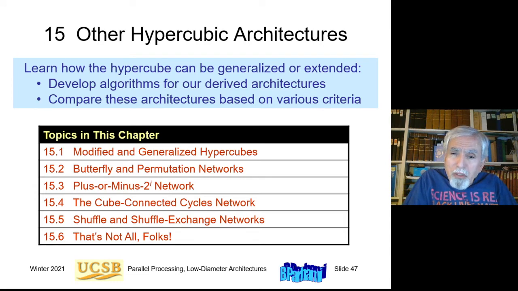Okay, so let's start with chapter 15, other hypercubic. So hypercubic is basically a general name given to the class of architectures that are derivatives of or inspired by hypercube.